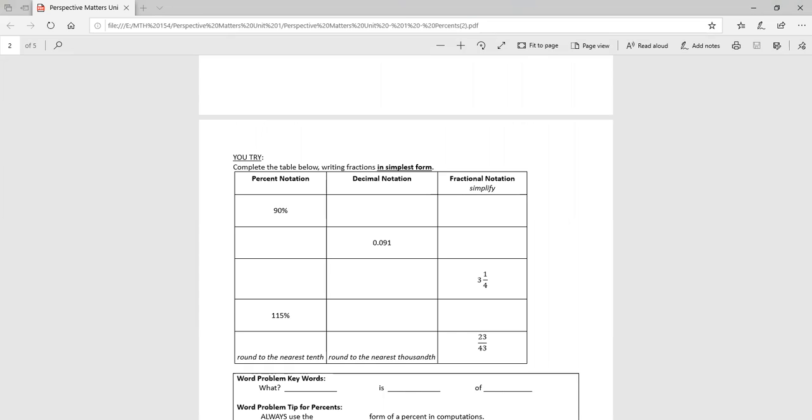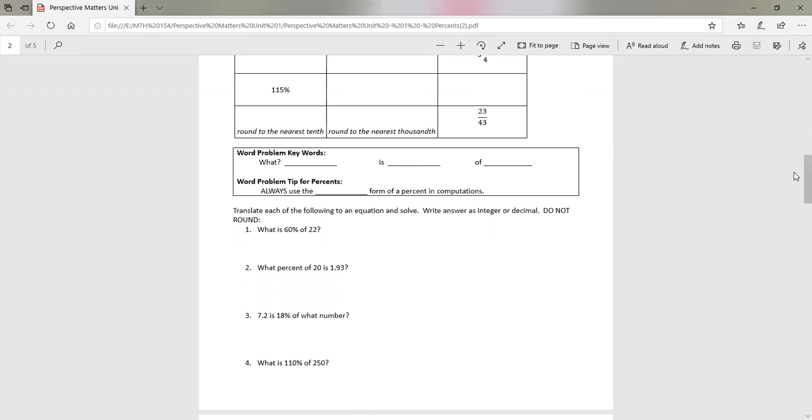So as I scroll down for a second, where it says keywords, we're going to use this for translating. So where it says these keywords and we have what. If you're asked what of something, what number, what this, what that, that represents your variable. So that's your unknown is that what. Okay. So in that blank, we're going to put our variable or our unknown.